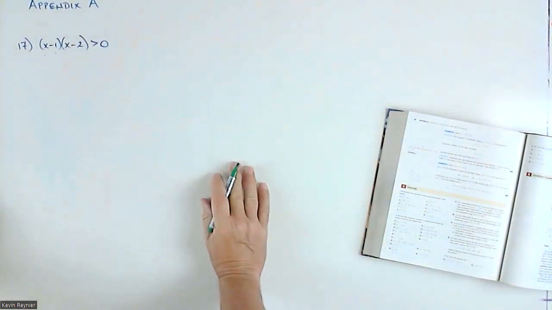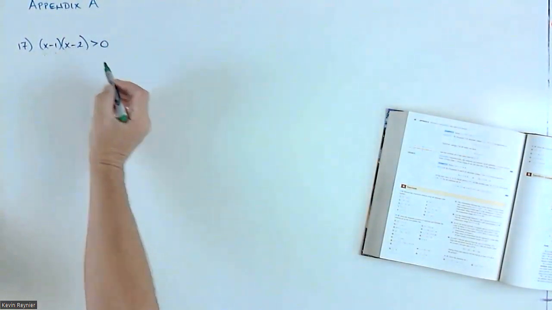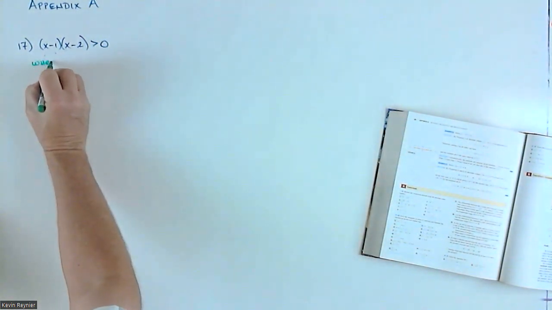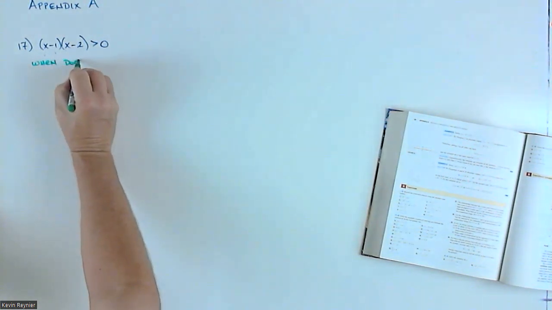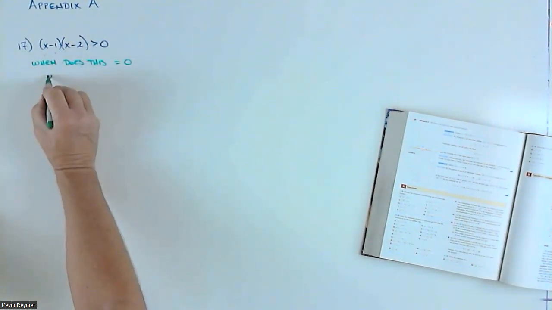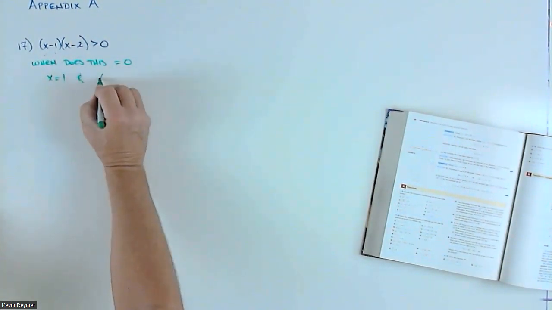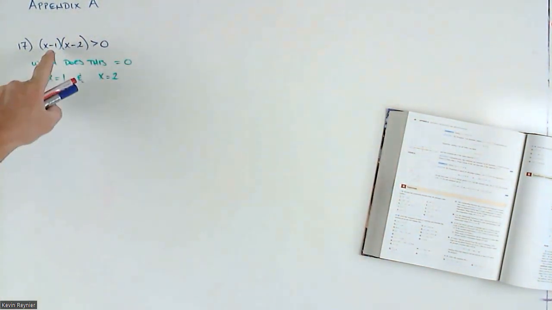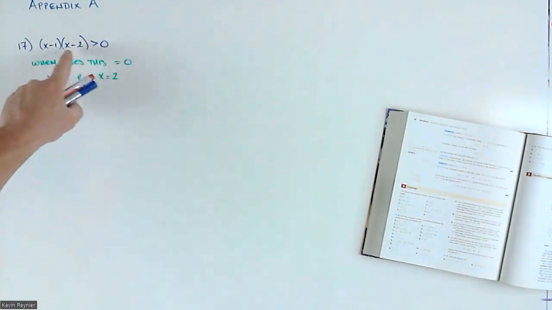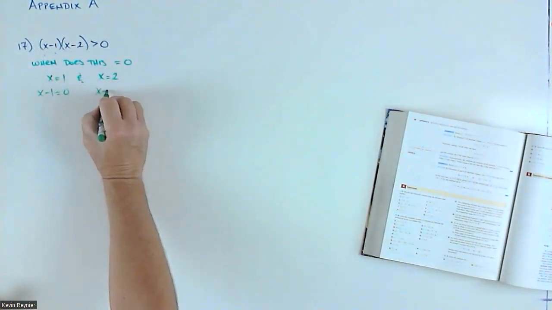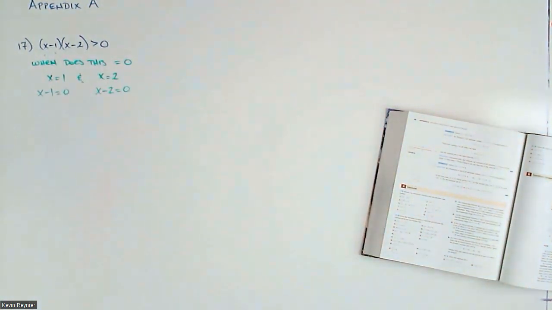And that technique says, okay, what are the x-intercepts? When does this equal 0? Now we know the intercepts are x equals 1 and x equals 2, right? How did I get that? I set it equal to 0, and I know 0 times something equals 0, something times 0 equals 0. So I solved x minus 1 equals 0 and got that. I solved x minus 2 equals 0. So these are my x-intercepts.